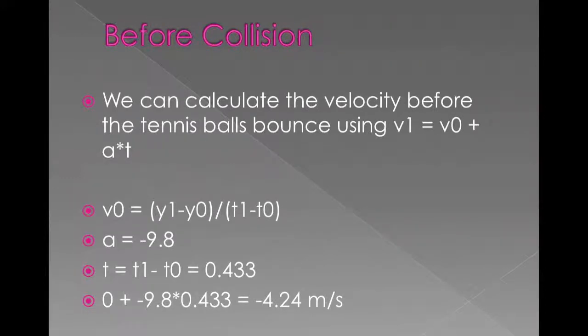Before collision, we can calculate the velocity of the tennis ball using final velocity equals initial velocity plus acceleration times time. Initial velocity in this case is 0 because it is dropped from rest out of our hand. Acceleration is negative 9.8 meters per second squared because of gravity, and the time is found from Tracker.